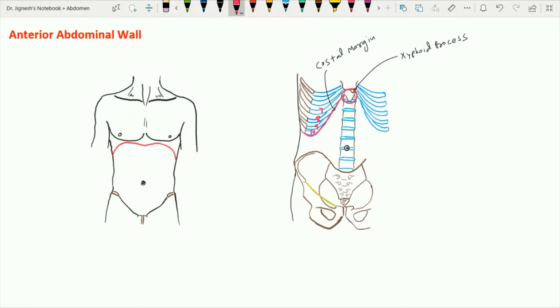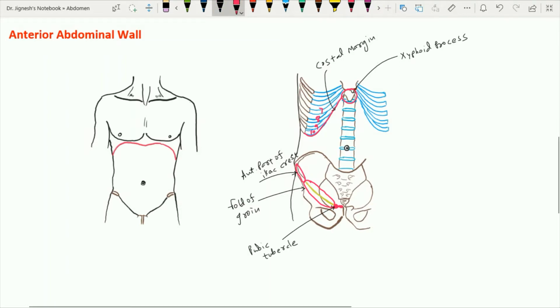Below, this anterior abdominal wall is bounded by the anterior part of the iliac crest, the fold of the groin, the pubic tubercle, pubic crest, and the pubic symphysis. On each side, it extends up to this line, the mid-axillary line. After the mid-axillary line, the anterior abdominal wall continues with the posterior abdominal wall.